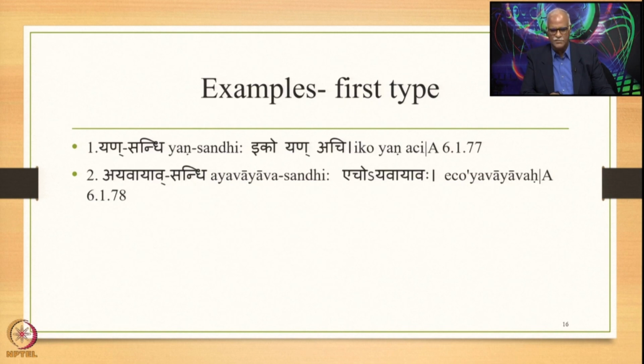Now, what are the examples of both these types? Let us take a look at them one by one. Here are the two examples of the first kind where A plus B and A is replaced by C, ekasthanika ekadesha. So, the first example is Yan Sandhi, stated by the Sutra Iko Yan Achi 6177. The second example of this type, A plus B, A is replaced by C, is Ayavayava Sandhi, stated by the Sutra Echo Yavayavaha and some other sutras as well.